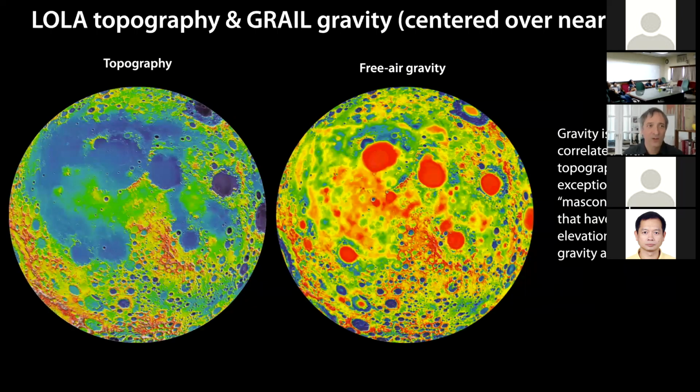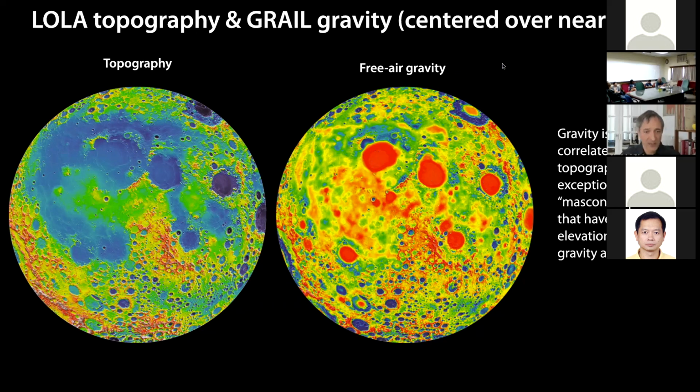Okay, so what I'm going to do now is just go through some of the initial results, and we'll start with the near side of the moon. This is the side that we can see with our naked eyes. And here on the left-hand side, I'm showing the topography, which was obtained by the laser altimeter on the Lunar Reconnaissance Orbiter mission. And on the right-hand side, I'm showing the free air gravity obtained by the GRAIL mission.